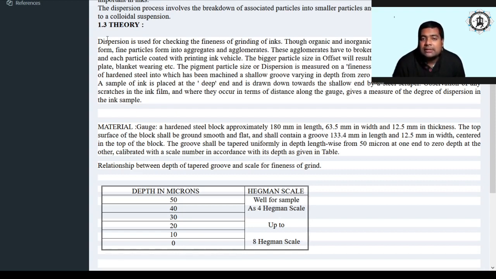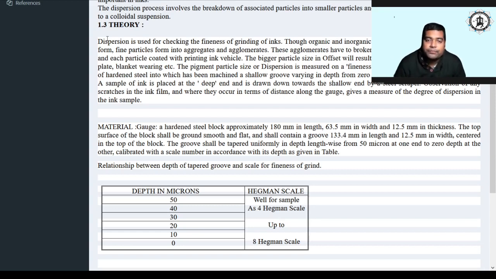A bigger particle size in offset will result in plate wear. Suppose the particle size is large or they are coagulating. Apart from dispersion, this applies to tinting also. If larger particles are in immediate contact with the plate, and the cylinders are constantly rotating, these larger particles will wear out those plates. This is known as the plate wear-out problem.